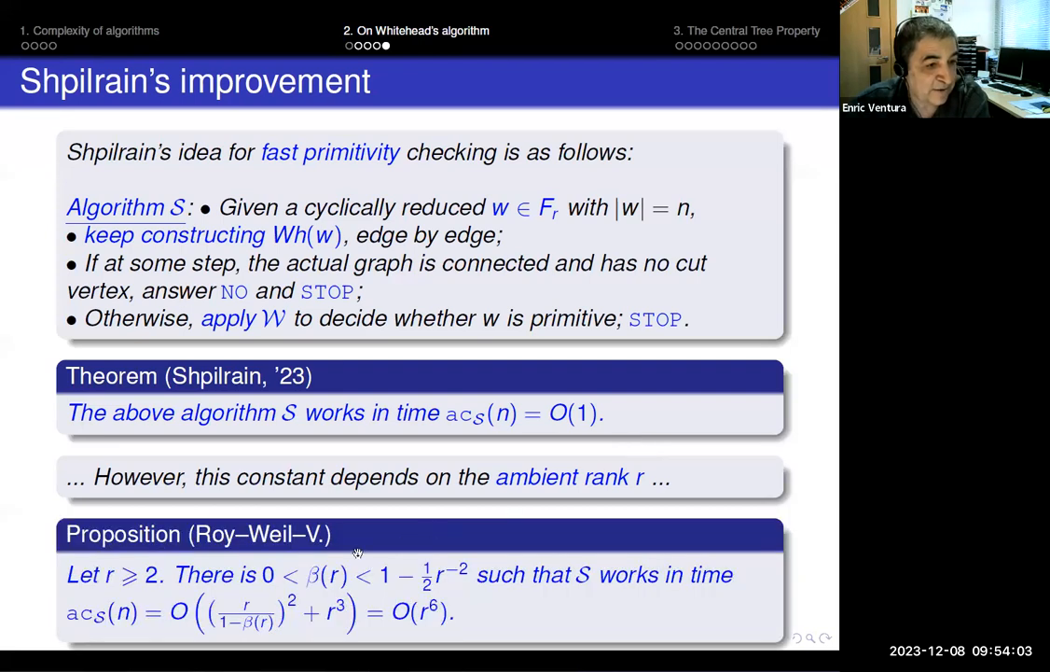In our paper we need to analyze this constant here. How does it depend on the ambient rank? And we do a more detailed analysis of Spielrein's algorithm and prove that this constant is in fact of the order of r to the 6. R is the ambient rank, which for the moment is considered constant, so this r to the 6 is the same as a constant, but it is of order 6 with respect to the ambient rank. I will use this in a second.